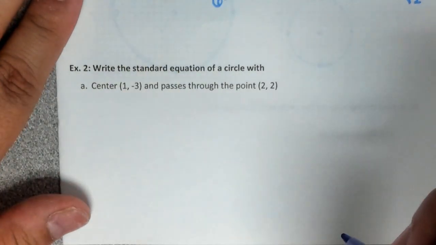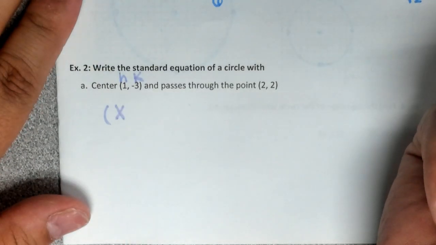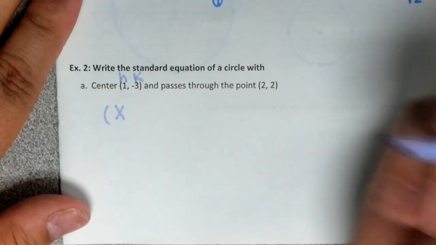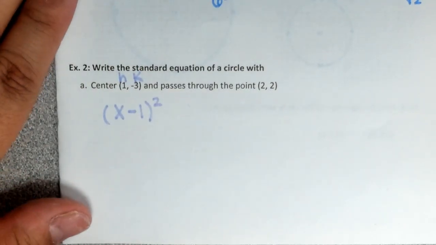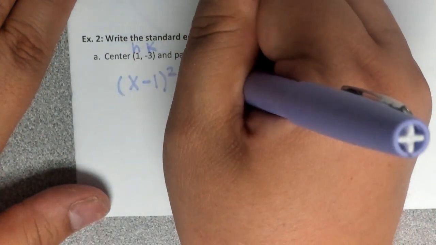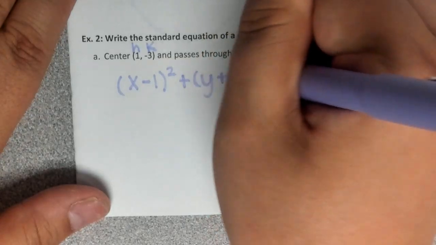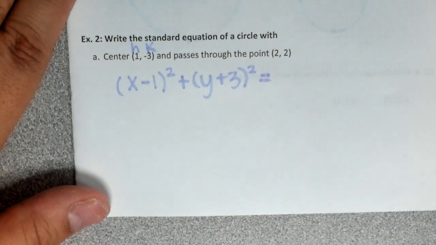What do I have? Do I have h and k? So it's going to be x minus 1. Y'all with me? Look up, please. If you're done. We're on number 2. You got to do this with me. (x minus 1) squared plus (y plus 3) squared equals, do we know what r is?